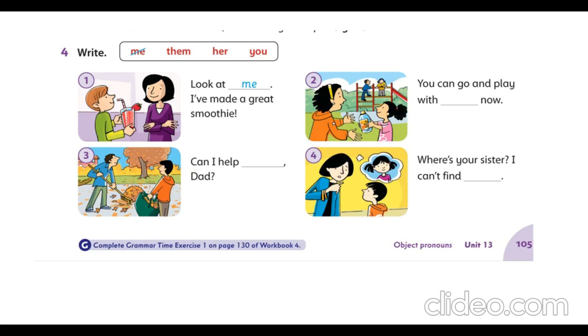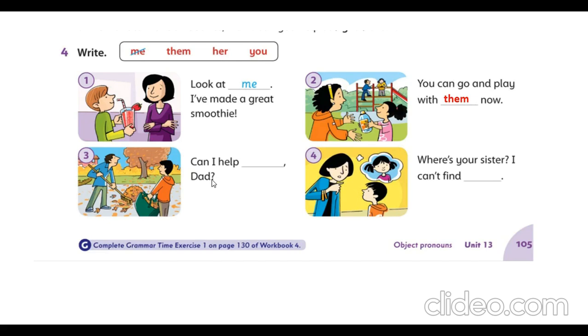This indicates that I want to say something important. Okay, number two. You can go and play with. Look at the picture. So her mom is saying you can go and play with, meaning play with them. Look at the picture carefully. So I'll use a plural object pronoun. Which plural object? Let me recheck the picture. Look at me is not plural. What do you think? Yes, it is them. You can go and play with them now. You can go and play with them.